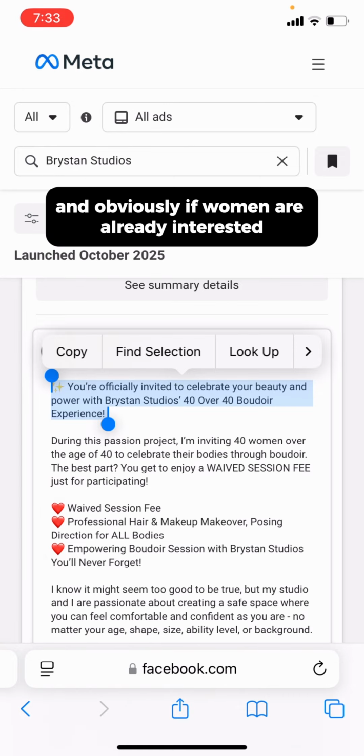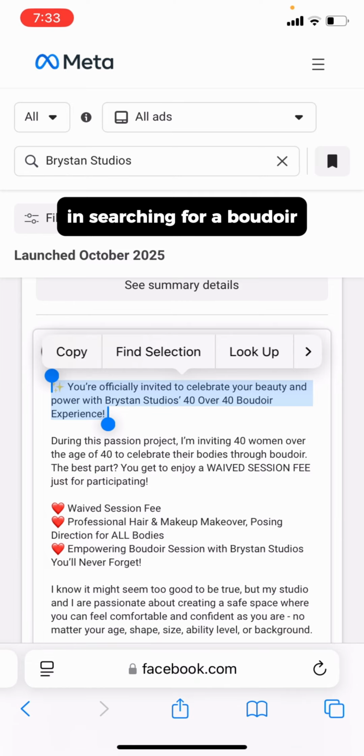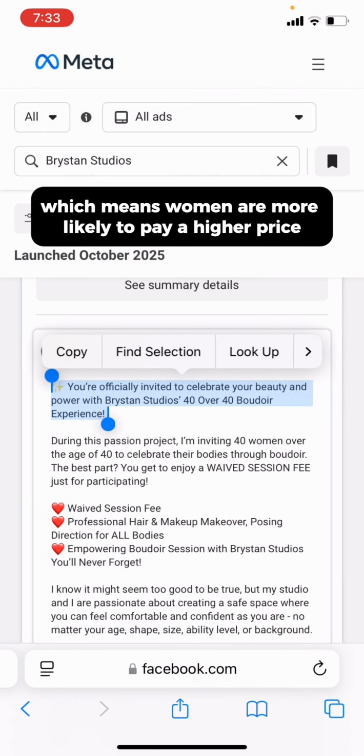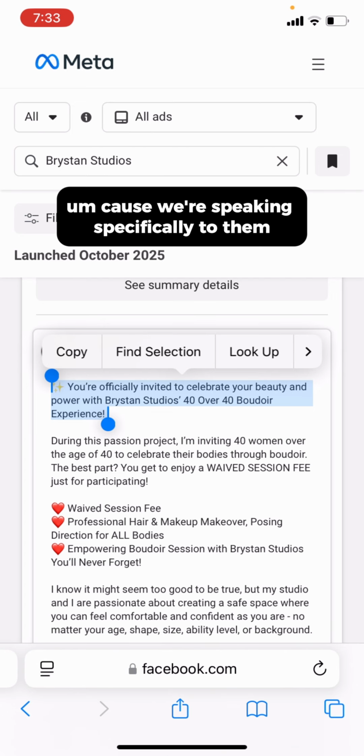And obviously, if women are already interested in searching for a boudoir, it makes ours a no-brainer because we're specifically for them, which means women are more likely to pay a higher price because we're speaking specifically to them.